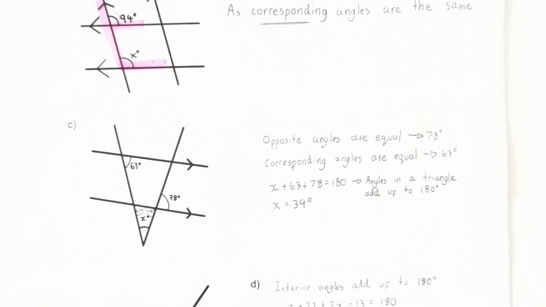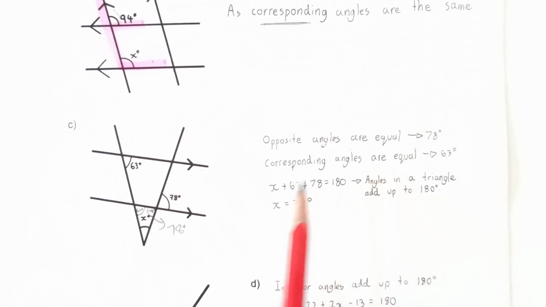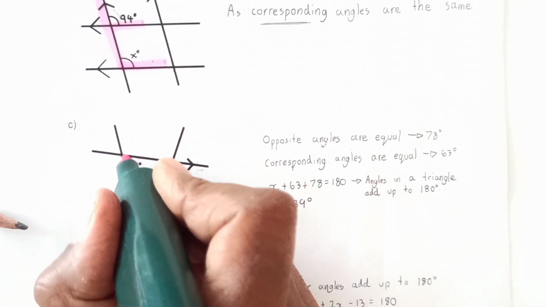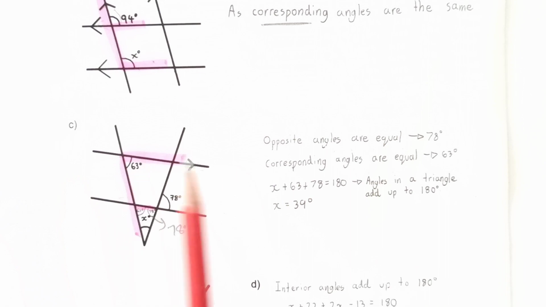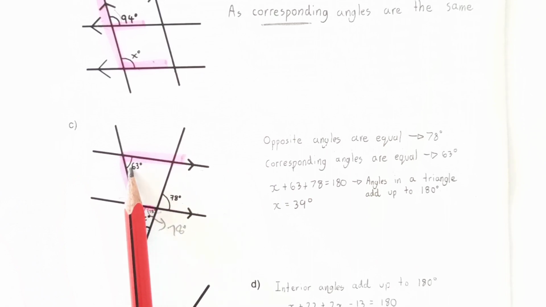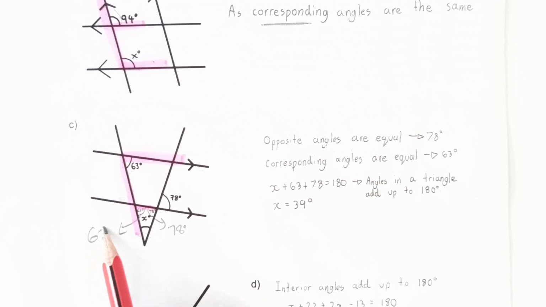Now another question, you see this line and this line are parallel, you can see the arrows here. We are looking for this angle here. So now if you see, then opposite angles are equal. Which opposite angle? This and this. If this is 78, this is also going to be 78, right? This one is 78, and then corresponding angles are equal. So again you can see an F shape here. You need to be very careful looking at these angles here. Again, do you see this F shape here? This is 63, so this is also going to be 63, right?